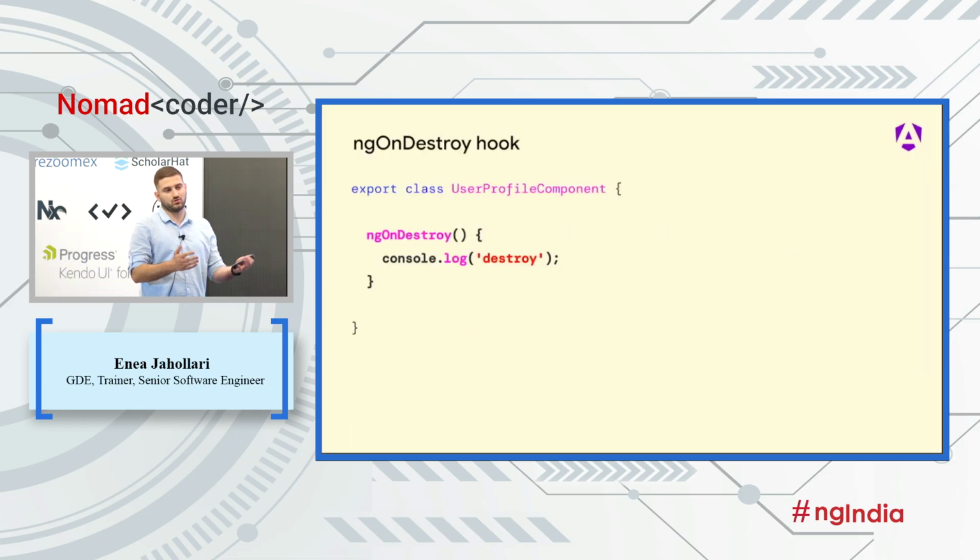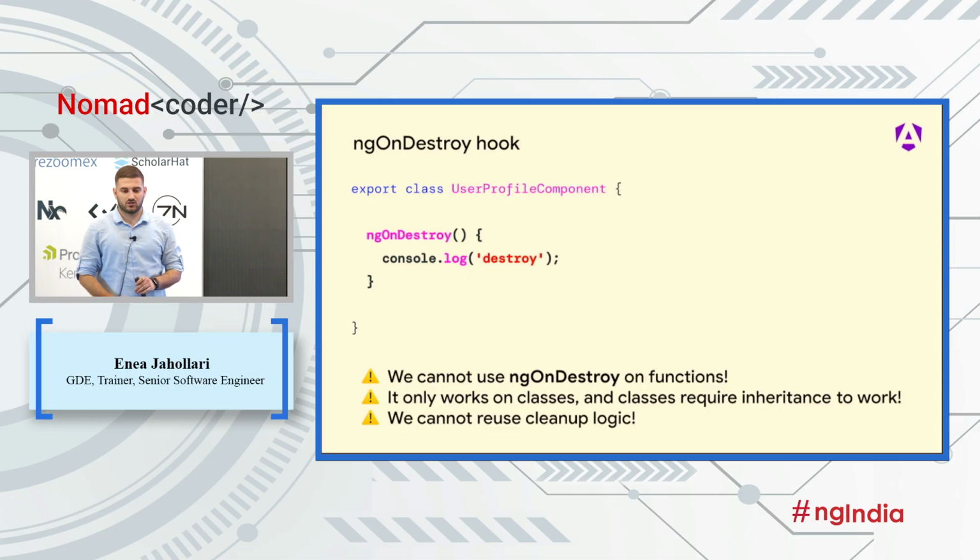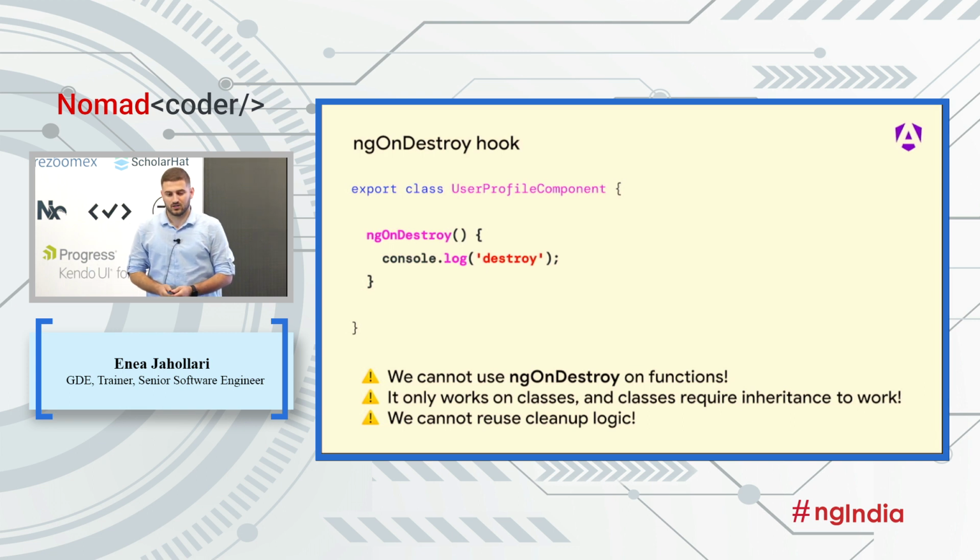So we know all the ngOnDestroy hooks, where we can say, hey, when this component gets destroyed, do something. And of course, the issue is we cannot use ngOnDestroy on functions, so we cannot benefit from function composition features. It only works on classes, and classes require inheritance to work. So to reuse specific features, we have to extend them. And this means that we cannot reuse cleanup logic of components with ngOnDestroy.